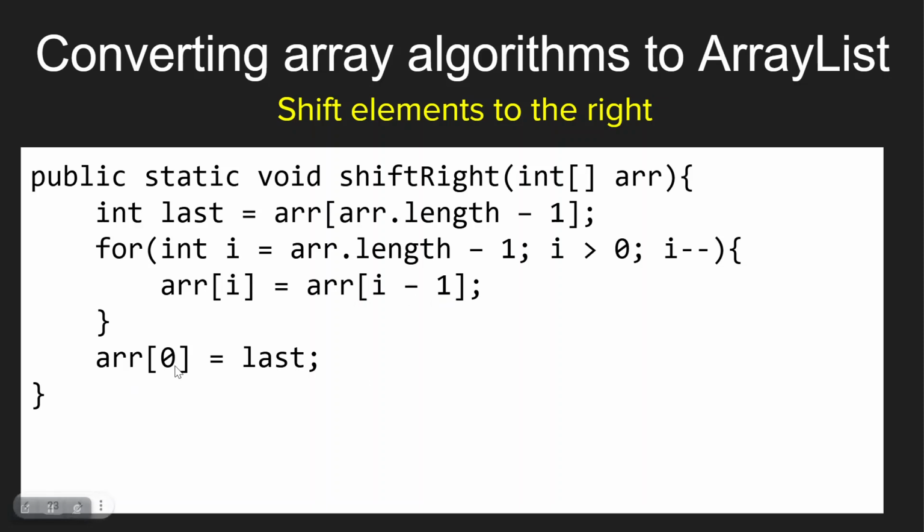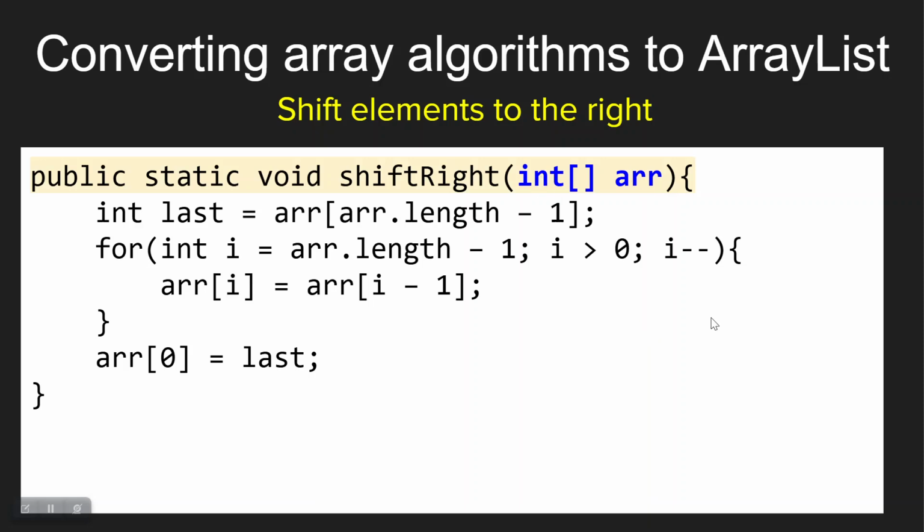And then finally down here, when you get to 0, because remember, this is going to loop as long as I is greater than 0, you're going to go ahead and reassign it to be the last index, or whatever was at that last index. So let's look at how we would go about transforming this.